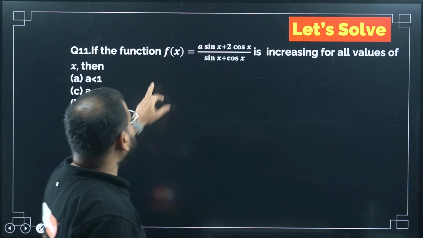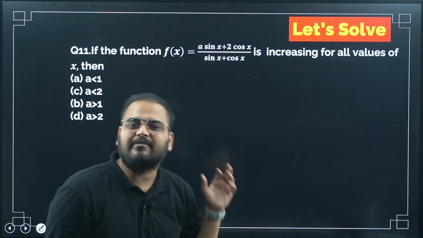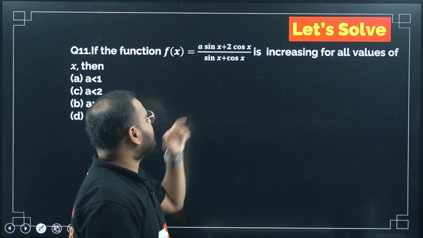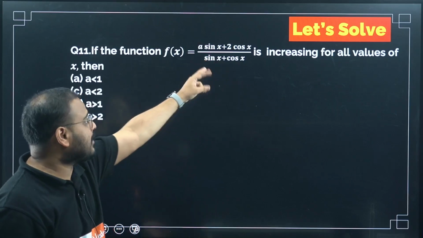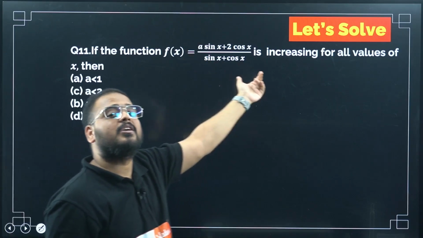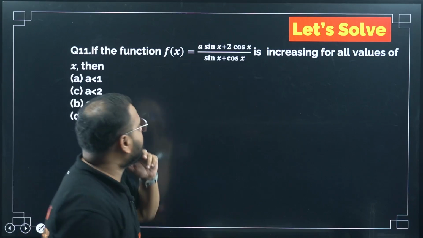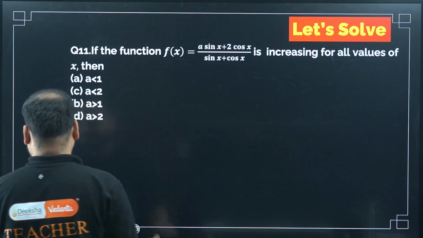If the function is given as f(x) equals (a sin x plus 2 cos x) over (sin x plus cos x). Why did I say this is the last function? Because I've taken this question as the differentiation will be lengthier. Because I have to use, for two terms, both numerator and denominator, the chain rule? There is no chain rule, I guess, only the quotient rule. Okay, let's check.